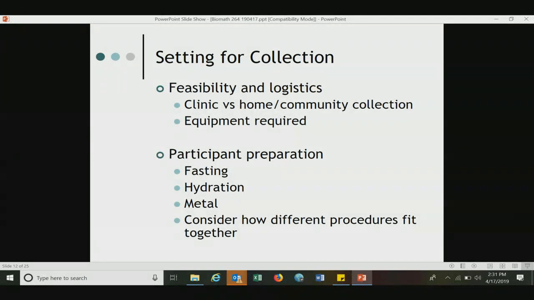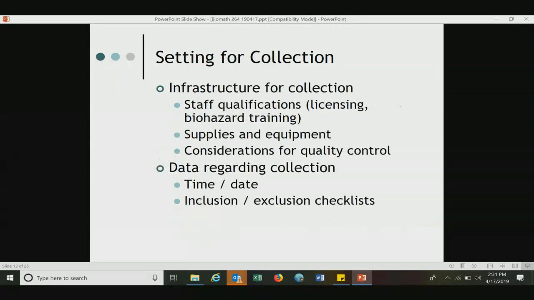And then think about how these things fit together. So if you've got someone and you're going to do a blood draw, an MRI, and an ultrasound on them, is there an order in which it's going to be easier for them? Can you mix it up? Whatever. And then what kind of infrastructure is required for the collection?